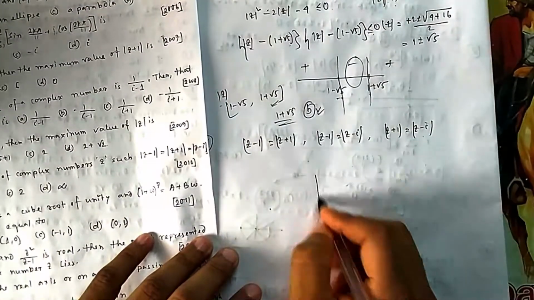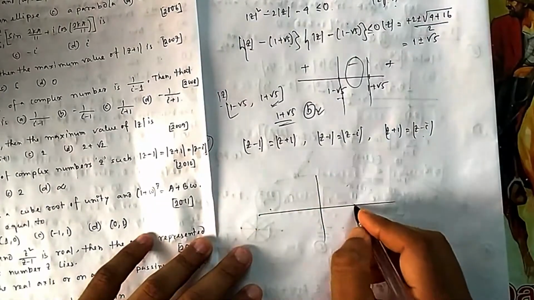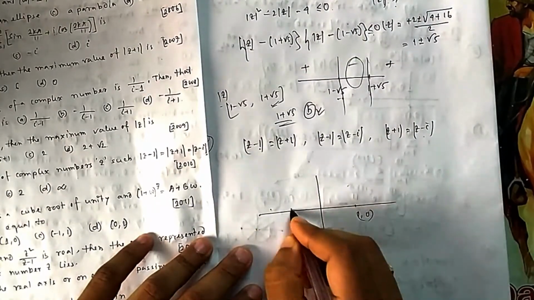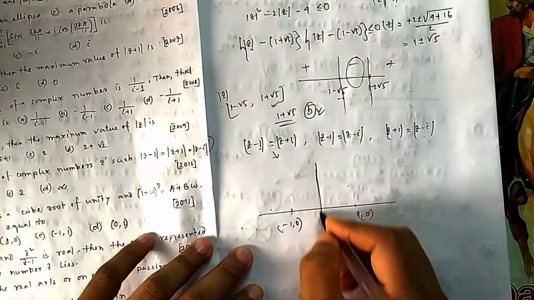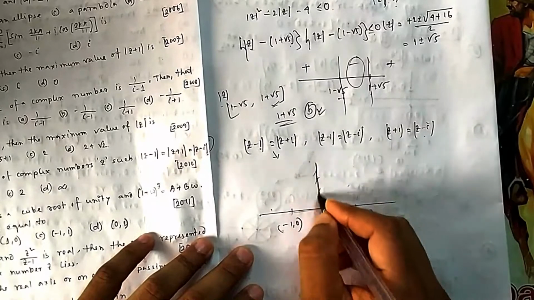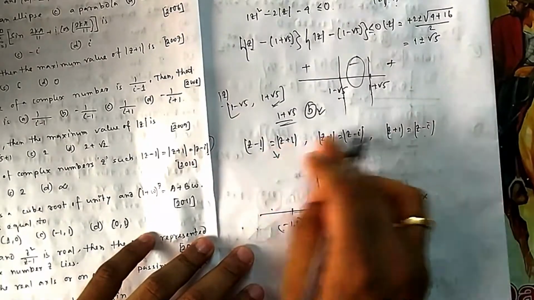So what is the meaning of this one? The distance from 1 and the distance from minus 1 should be the same. Suppose this is (1, 0) and this is (minus 1, 0). So this represents a line, the perpendicular bisector of these, that is the y-axis. But this is not the answer. All three should be satisfied.